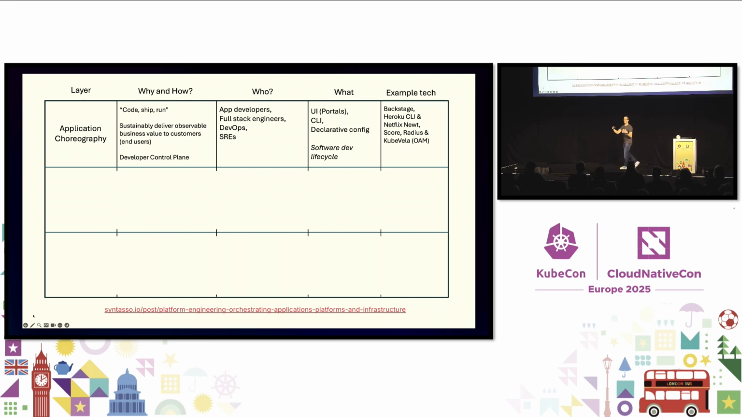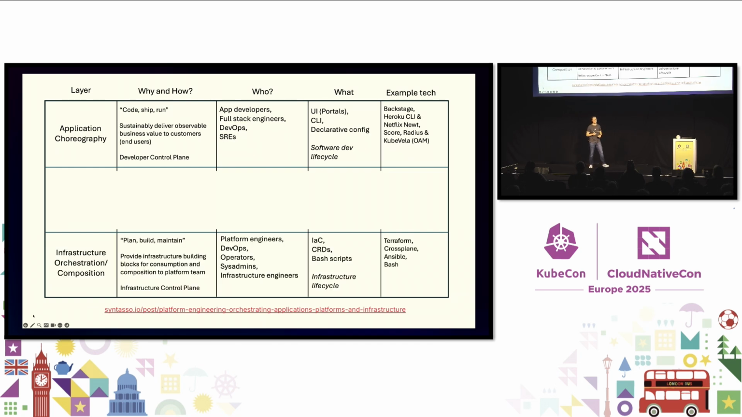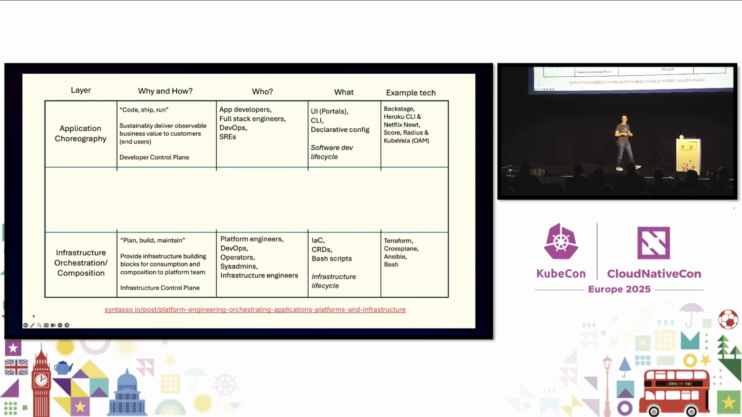But this layer is where we as developers interact with the platform. It is Backstage, it's CLIs, it's APIs. It is the realm of the app developers, the full stack engineers, and they want to code, they want to ship, and they want to run. Don't think this layer is controversial either. Infrastructure, operations, orchestrations, composition. It's where the platform engineers, the DevOps, the operators, sysadmins are working with infrastructure as code, Bash, all that kind of good stuff, CRDs in the Kubernetes world, and they are building out the infrastructure.